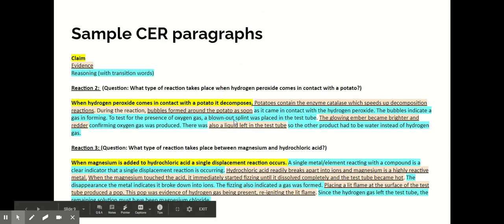Now, you're going to come up with your claim. What is your claim? What specifically causes that? And then you're going to give me your different pieces of evidence that you've collected. And then after you've given me your pieces of evidence, you're then going to say, okay, this is how that evidence supports that claim.